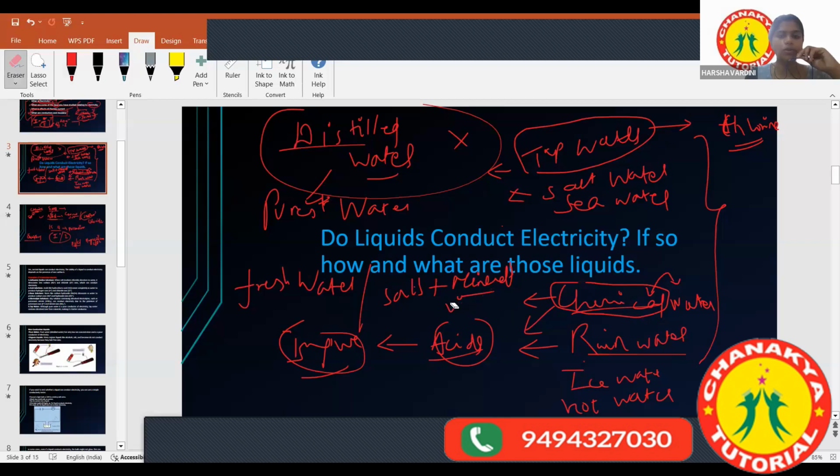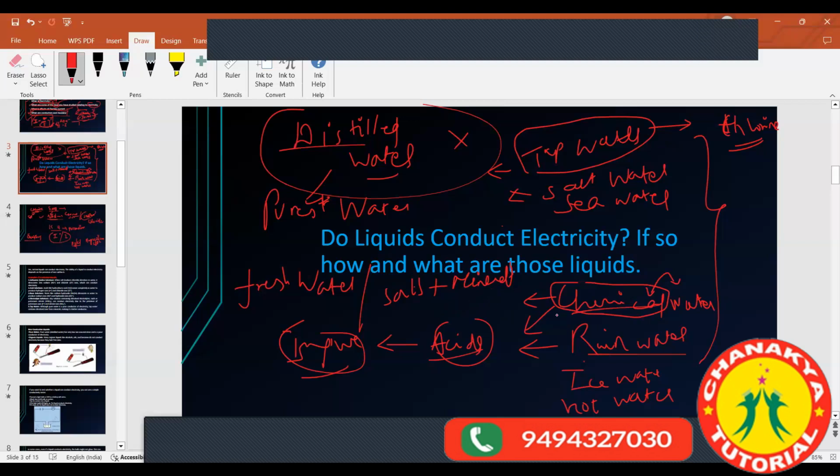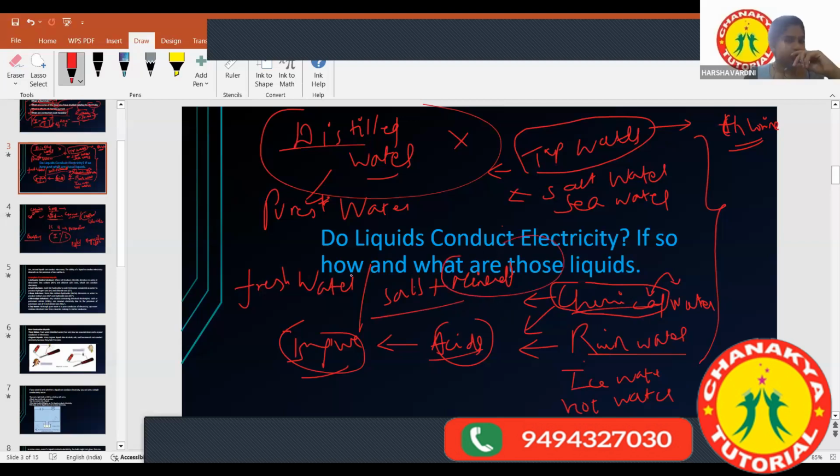I don't know how many people know, in the advertisement of Bisleri or some packed drinking water, they will say "with added minerals." It will be mentioned there. Have you ever seen it? Yes, ma'am. So you will have minerals and salts.